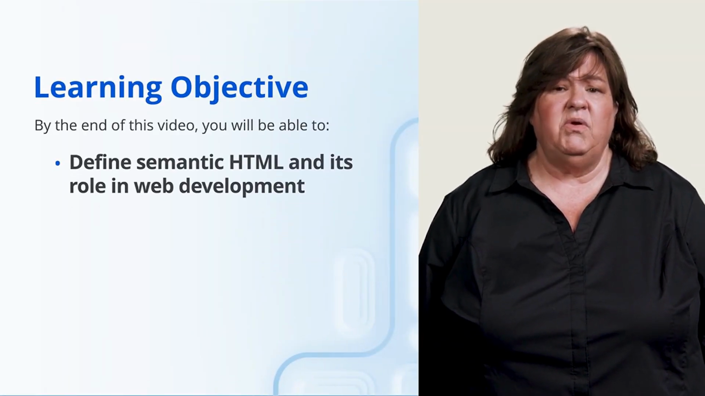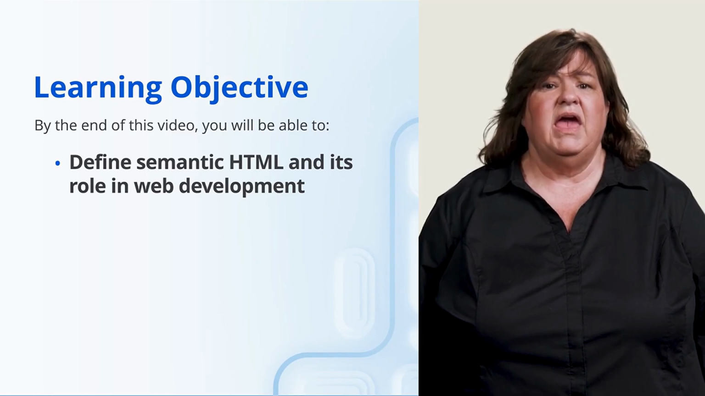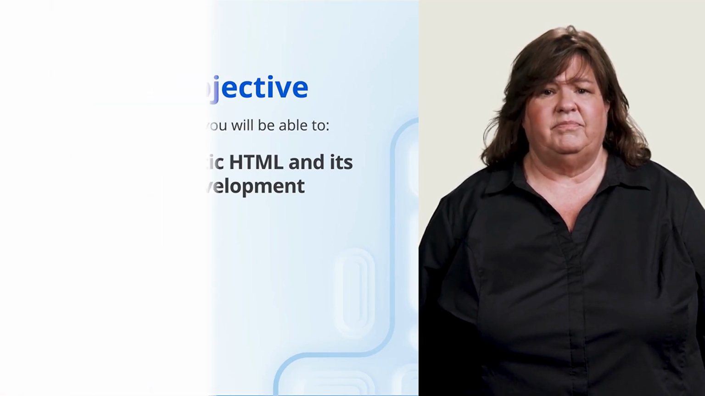Building a website, every decision you make affects how easily users can navigate and understand your content. But it's not just about what users see. It's about how your code communicates with search engines and accessibility tools. Semantic HTML helps bridge that gap by giving meaning to your content, improving both usability and structure. In this video, we will define semantic HTML and its role in web development.